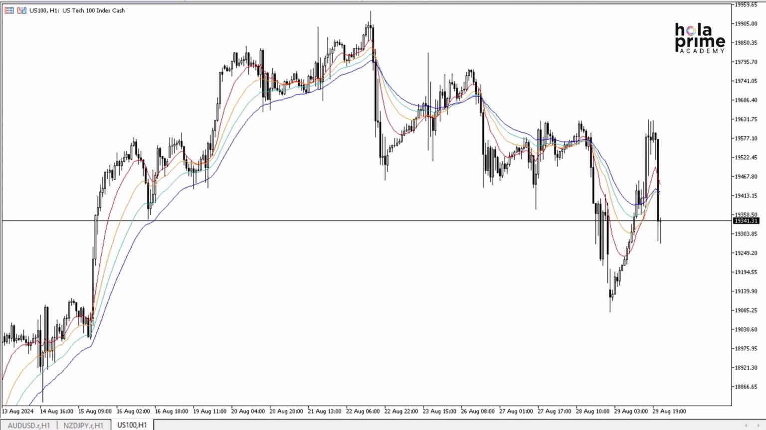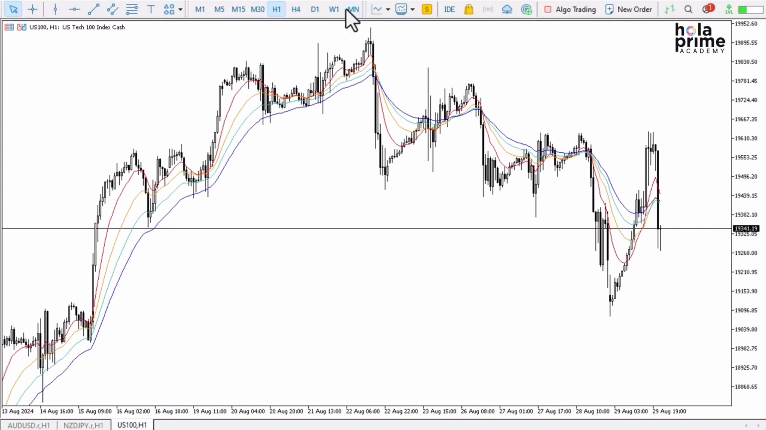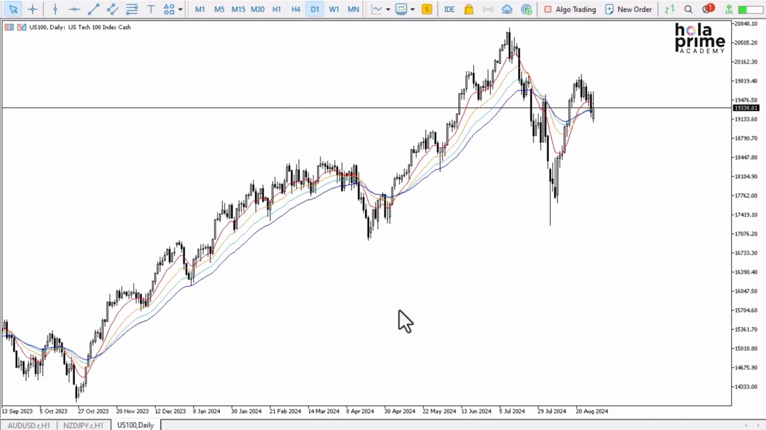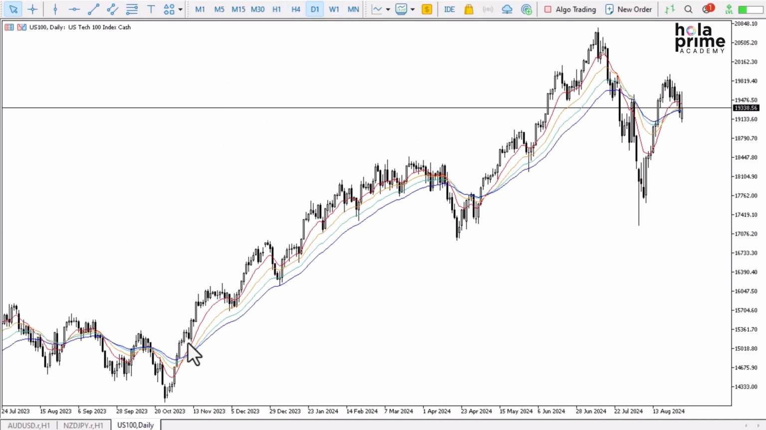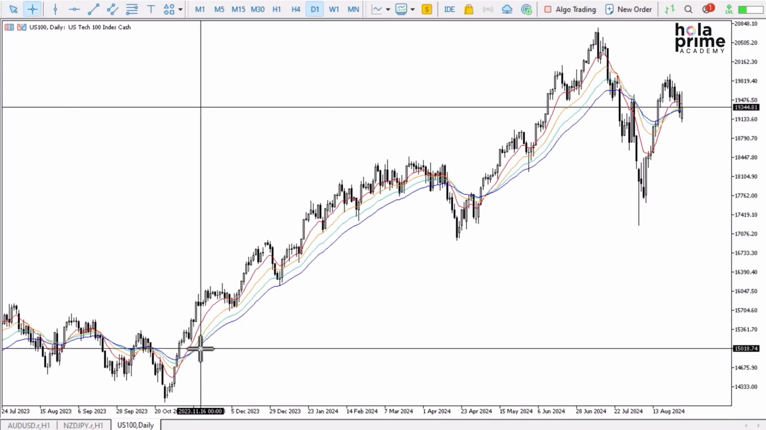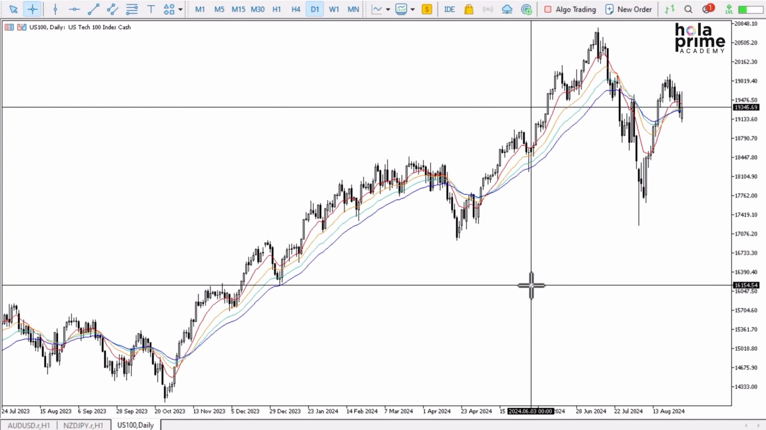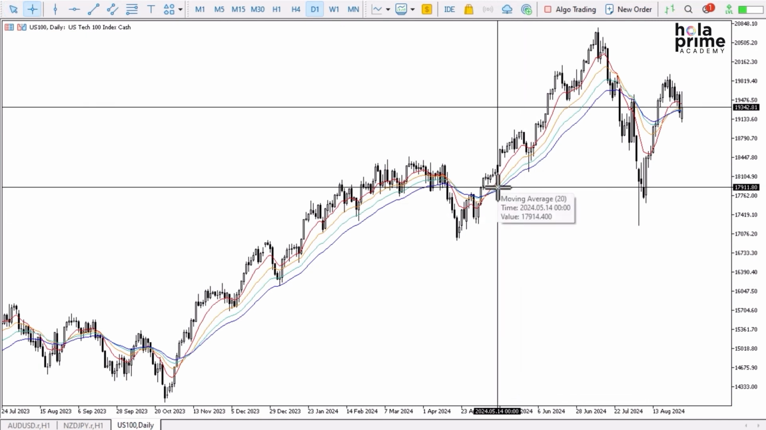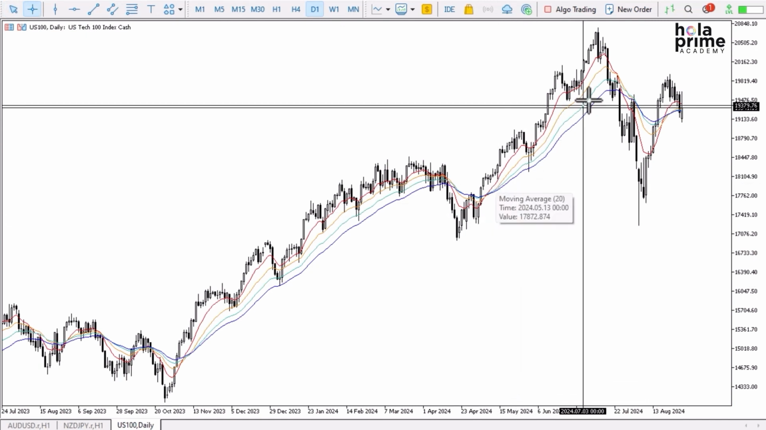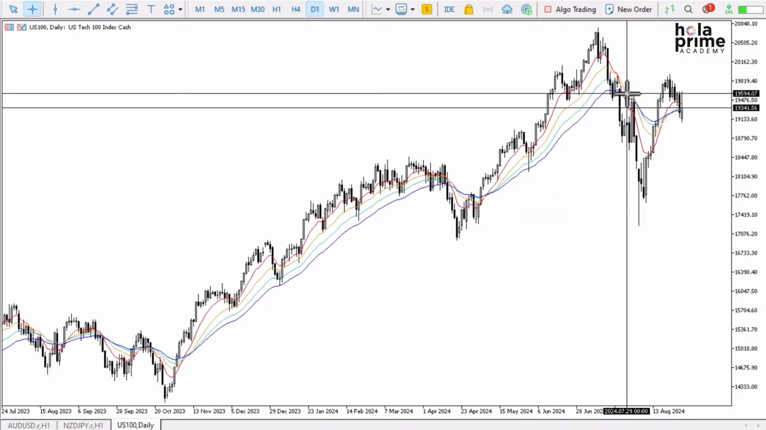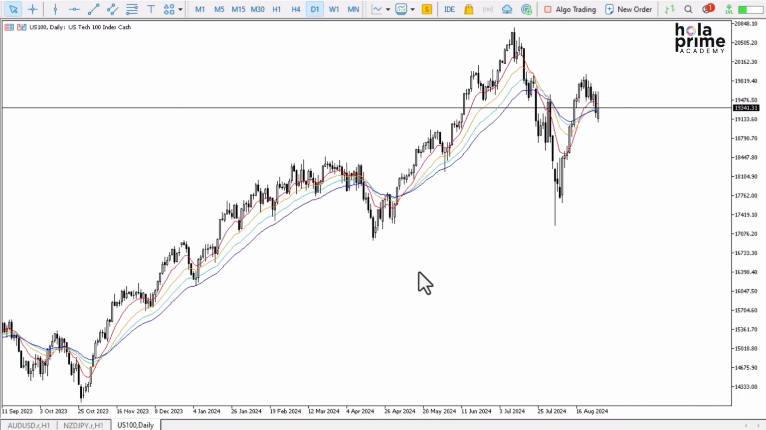Higher time frames are a little dicier with these. So for example, the daily chart, you could get chopped up, but you can also see where you would have gotten in at about 15,000 and gotten out at about 18,000. So again, that's not a bad thing either. And the most recent move would have been somewhere around 18,000, getting out about 19,500.